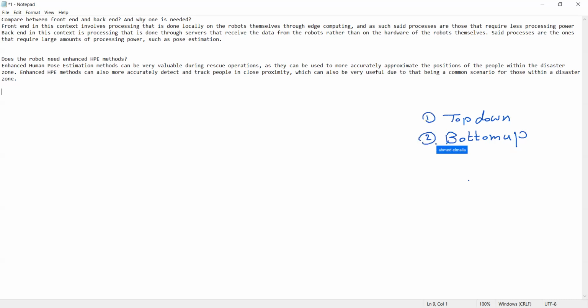So the enhanced HPE methods that actually can be used are two methods: the top-down approach and the bottom-up approach. So your answer, I would give it 50% of what it should be written, and it's okay, it's fine, but not complete, because the enhanced HPE methods use either a top-down approach or a bottom-up approach, and each one of them has its pros and cons.